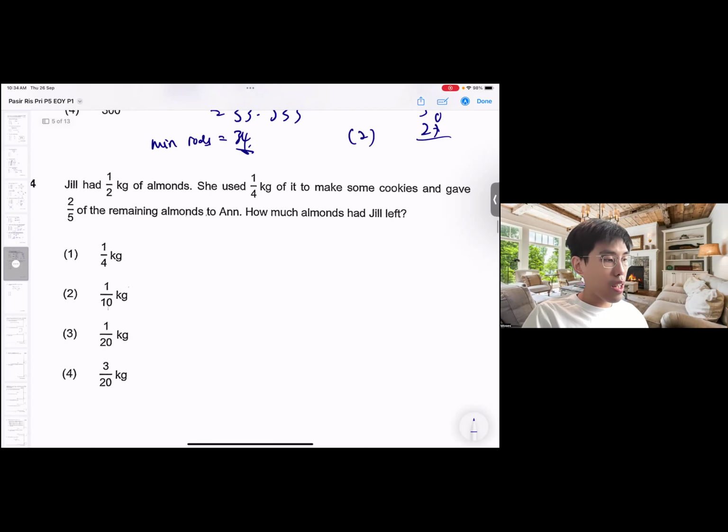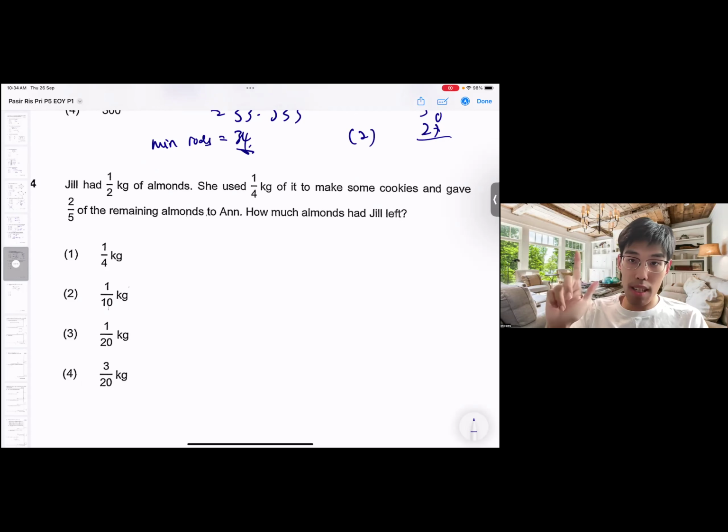Next, Jill has half a kg of almonds. She used 1/4 of it to make some cookies and gave 2/5 of the remaining almonds to Anne. How much almonds did Jill have left? So this one is fractions. With fractions, there are always two purposes.